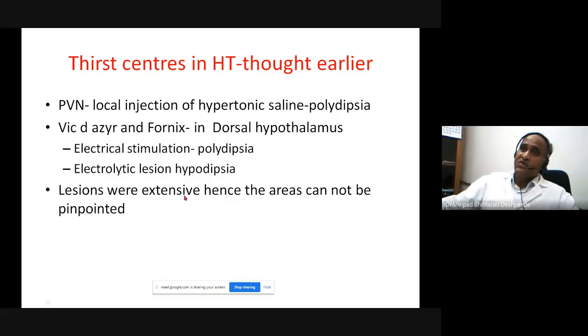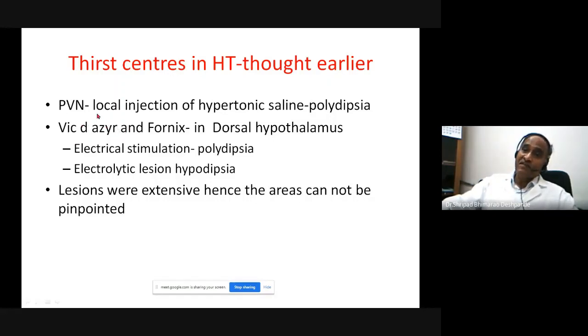The paraventricular nucleus has been identified as one of the centers, because local injection of hypertonic saline in this area produced copious drinking behavior in the animals. That means they drank too much water, in rats and cats. So they identified the paraventricular nucleus. Now, the stimulation of the Wick-D Agire. Wick-D Agire is the mammillothalamic tract. The mammillothalamic tract is also known as Wick-D Agire.